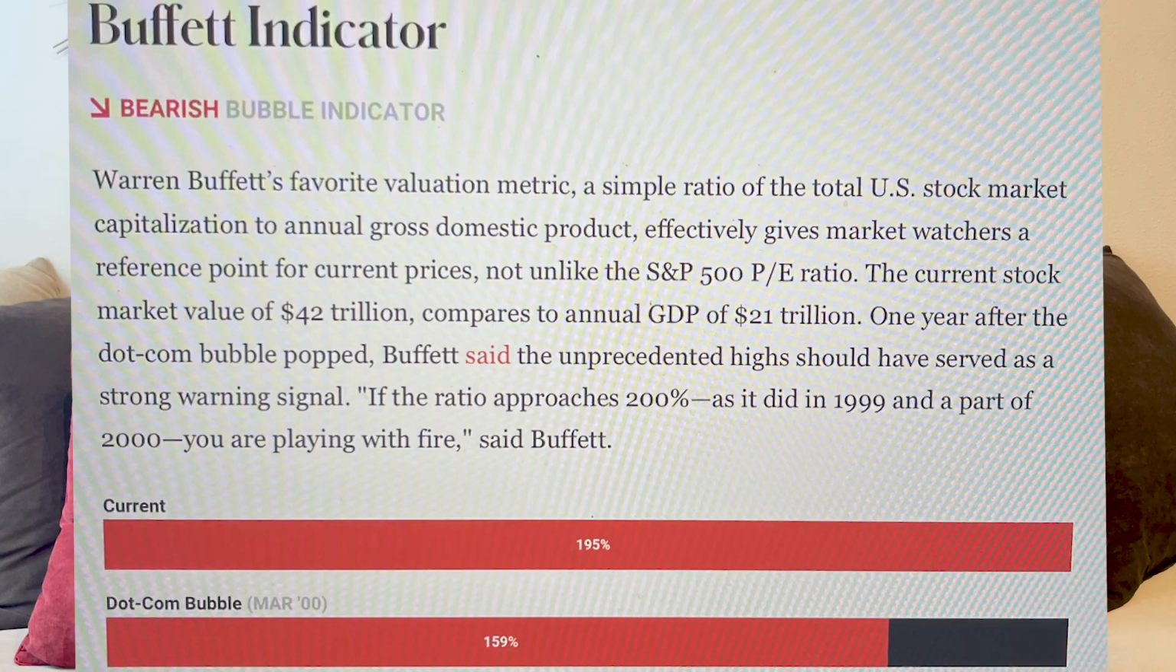Guess what the number was before the dot-com crash? 157%. Right now, it's at 200%. The market is worth around $42 trillion, and the GDP of the US is about 21 trillion. So be aware of that.